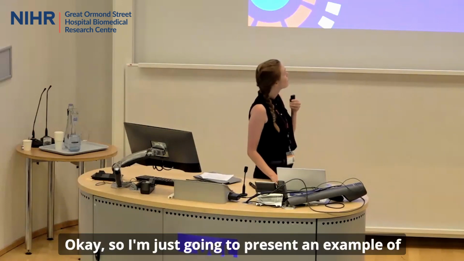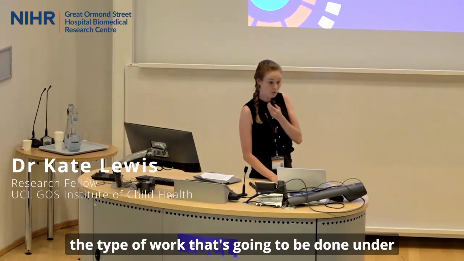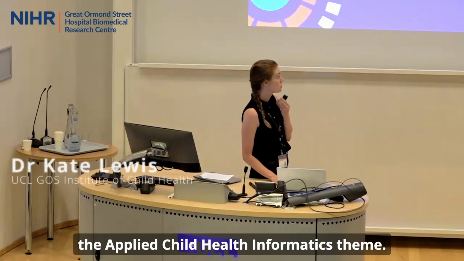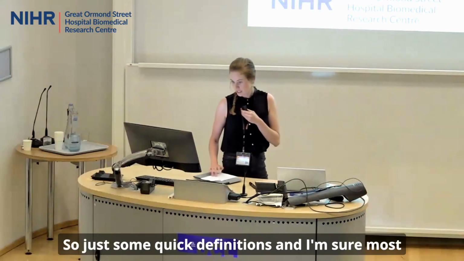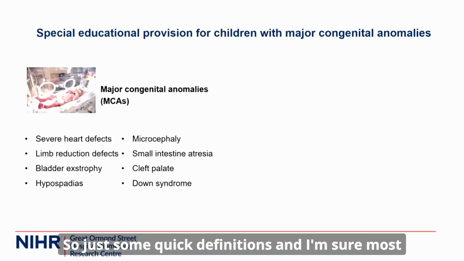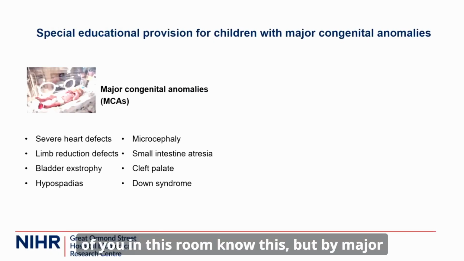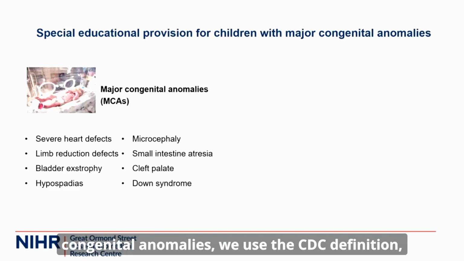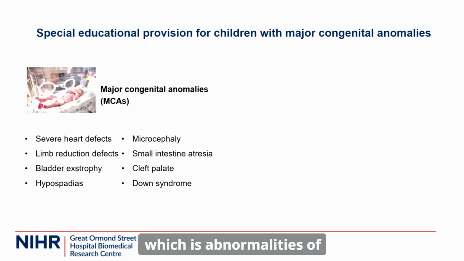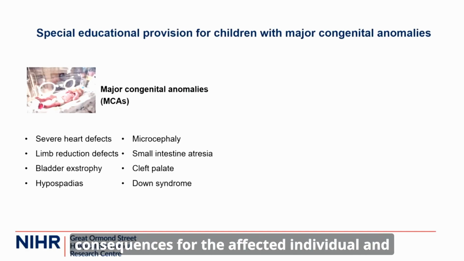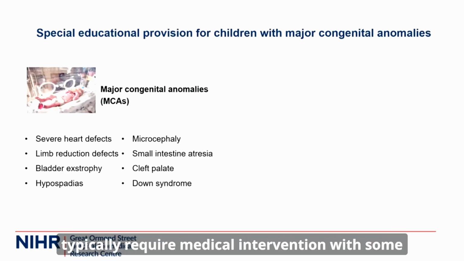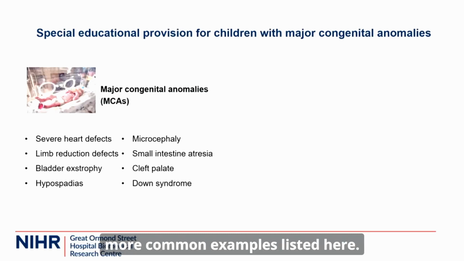Okay, so I'm just going to present an example of the type of work that's going to be done under the Applied Child Health Informatics theme. So just some quick definitions. I'm sure most of you in this room know this, but by major congenital anomalies, we use the CDC definition, which is abnormalities of structure or function of prenatal origin that have significant medical, social, or cosmetic consequences for the affected individual and typically require medical intervention, with some more common examples listed here.